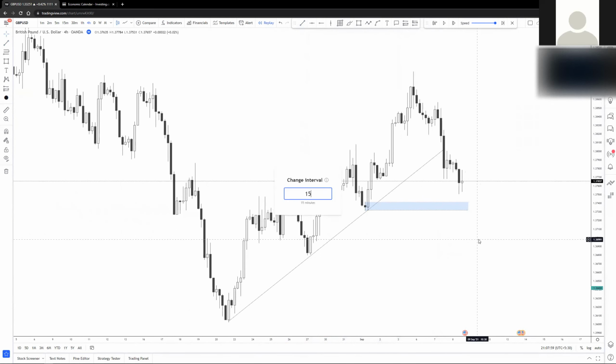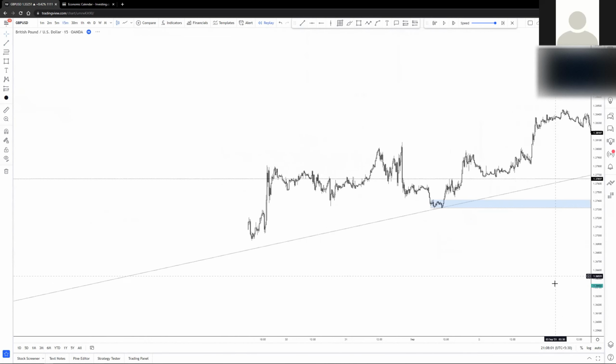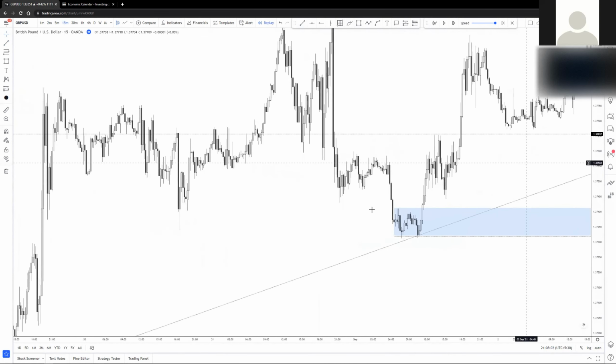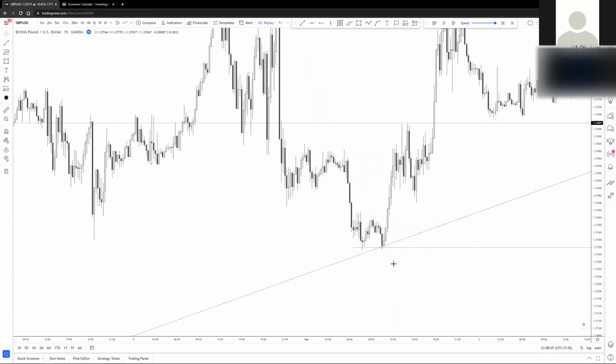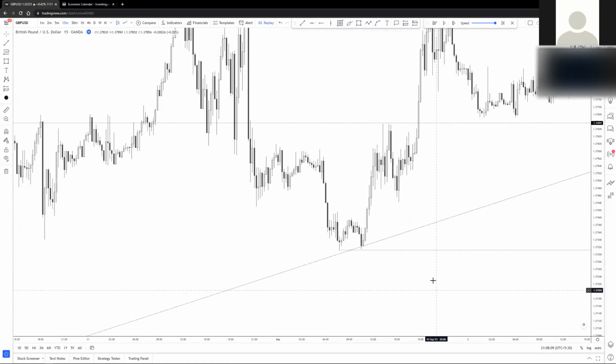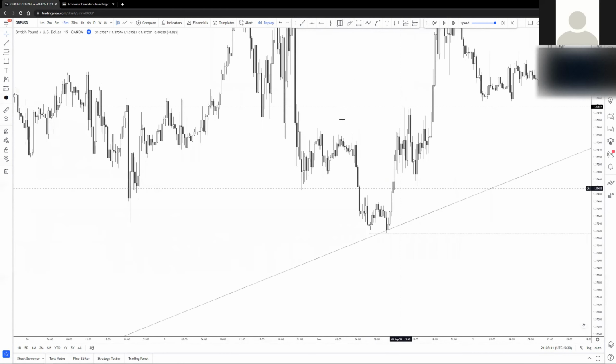And if you go to a lower time frame, like the 15-minute, you can see that's a double bottom. See that? That's a double bottom. Okay, that is liquidity. And most importantly, this right here was an unswept Asian session.